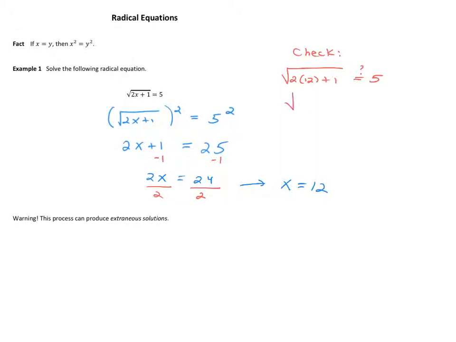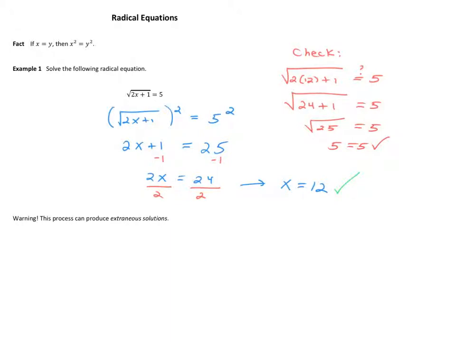Okay, let's see. Well, I can see this is going to work. We have 2 times 12, which is 24. If I add 1 to 24, I get 25. And the square root of 25 is, in fact, 5. So certainly x equals 12 is a solution when you plug it back into this equation. Perfect. So this is my solution.